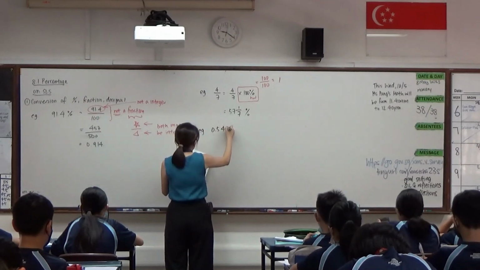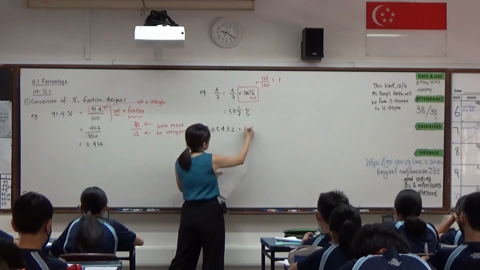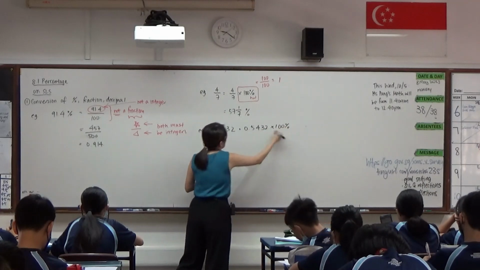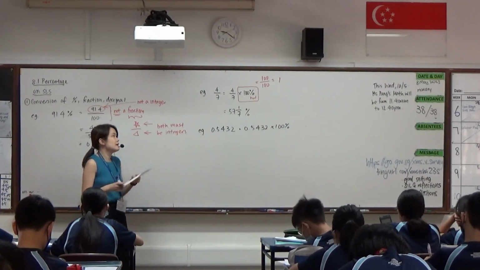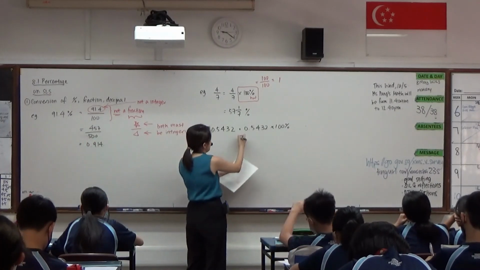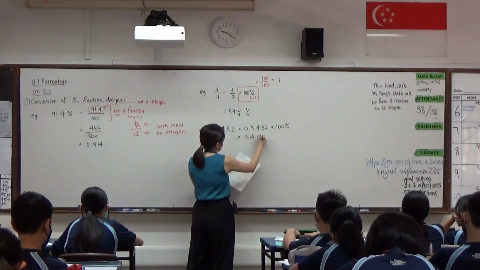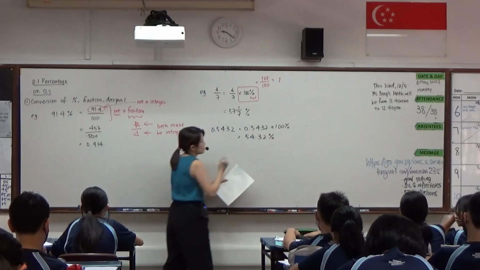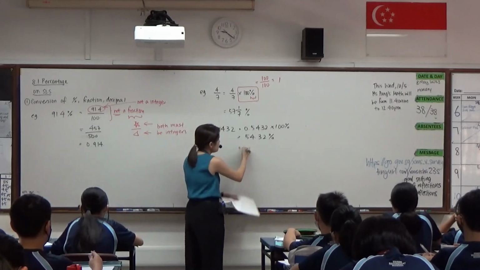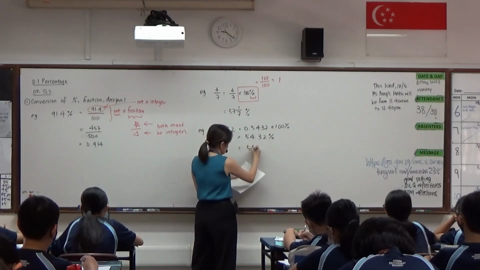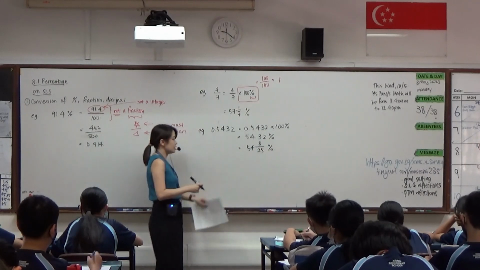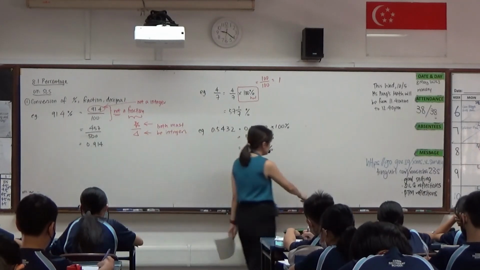Likewise, even when we are converting a decimal itself, we also multiply by 100%, but when we press calculator, we press times 100, and you will get 54.32%. You can write a percentage either in a decimal form, or you can write it as a fractional form or mixed number form. Either one is acceptable.